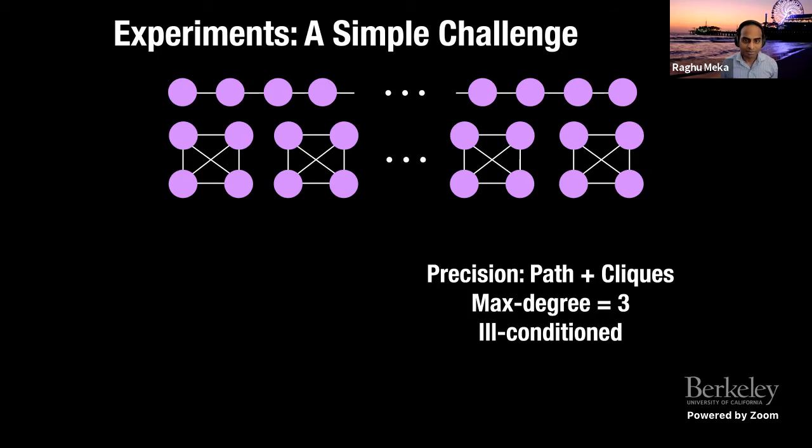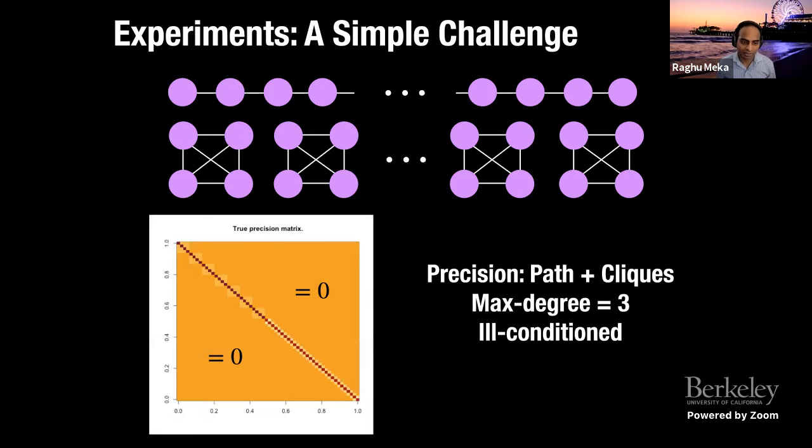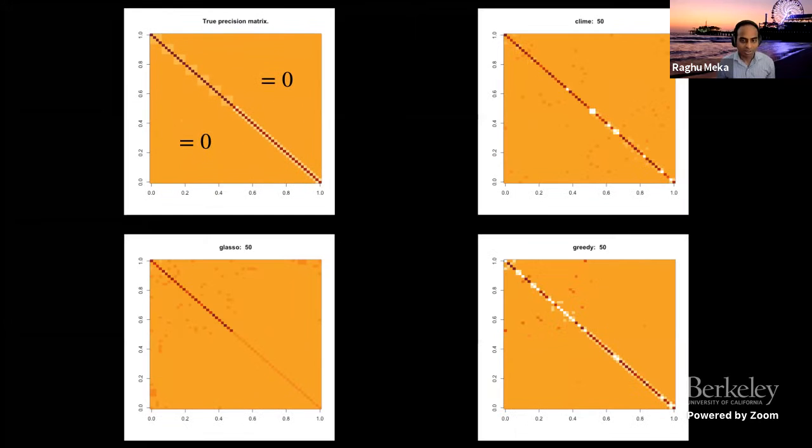So the simple challenge example is the following. I have the random walk example, just a simple path on half the vertices, and then remaining half I'm splitting into isolated 4x4 cliques. So the precision matrix is path plus cliques, the max degree is 3, and because of the path, this precision matrix is ill-conditioned. So the bounds for lasso and climb do not apply here. And the precision matrix pictorially looks something like this. You have these 4x4 blocks on the upper half, and then you have the diagonal matrix in the lower half.